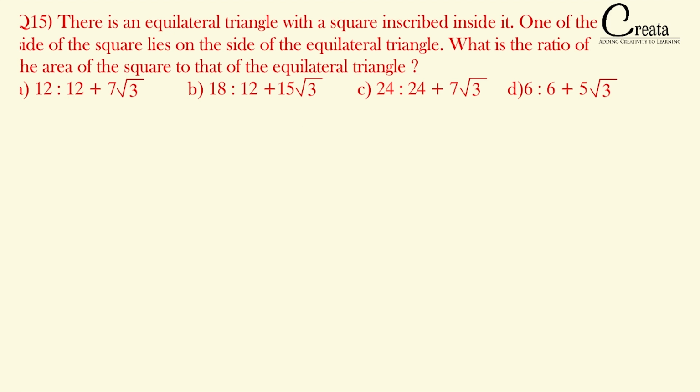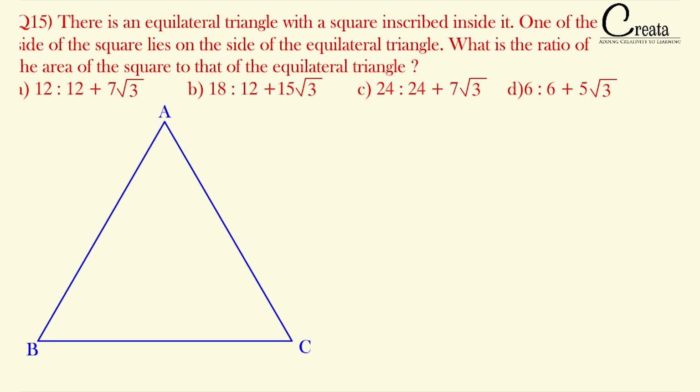An equilateral triangle is given. Let's take an equilateral triangle ABC. Inside this equilateral triangle ABC, a square is inscribed, and one side of the square is lying on the side of the equilateral triangle. This is a square, and we know all four sides of a square are equal. Let's denote all four sides as x units. All these four sides will be x.